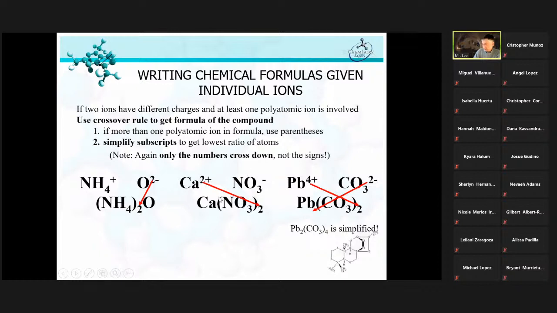Calcium goes to the nitrate, but we have nitrate in brackets or parentheses. Put that at 2, and this 1 goes to the calcium, but we don't write the 1. Okay.